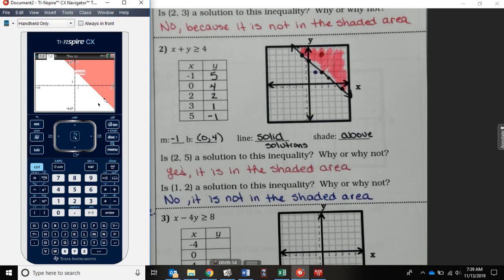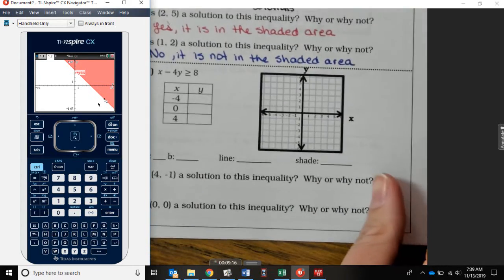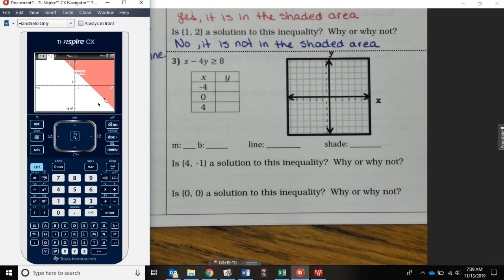All right, let's keep going. Number 3. Let's go graph it. Control Doc, add a new graph page, delete your equal sign, pick a relation, and we're going to type in x minus 4y. Control equal gives you your inequality, greater than or equal to 8.